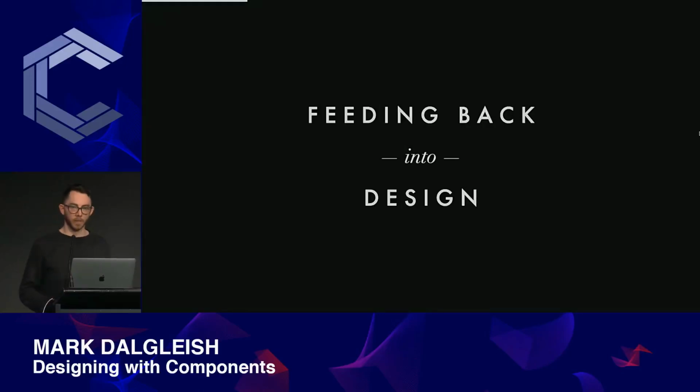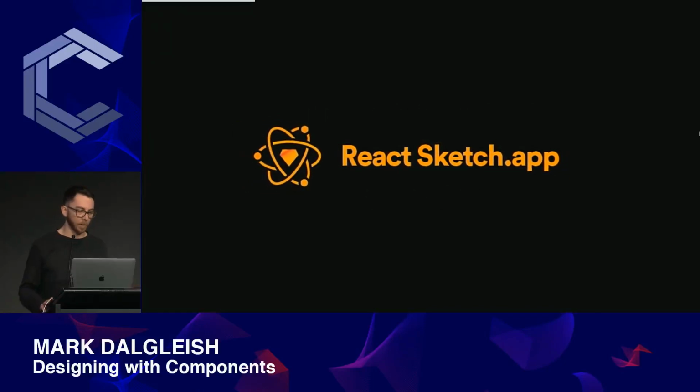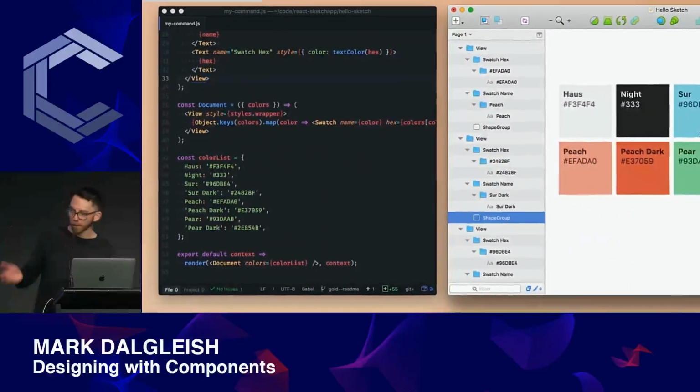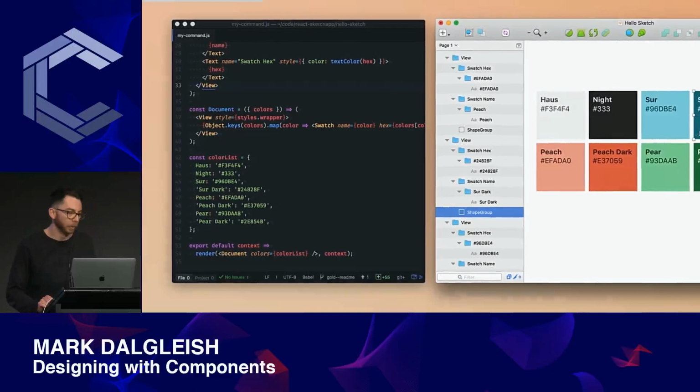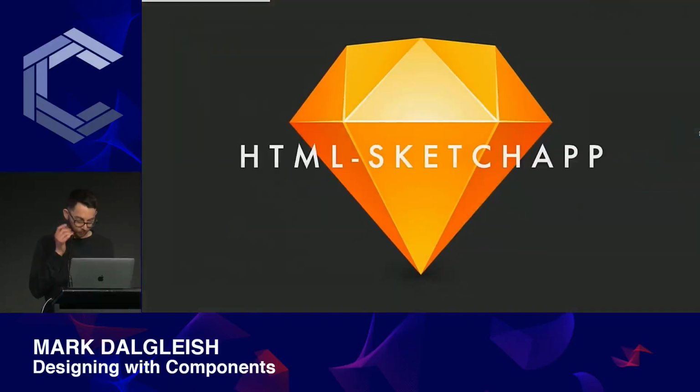Luckily, some really smart minds have been hard at work on this problem, notably at Airbnb with their famous React Sketch App project. Some of you may have seen this already. But the idea of React Sketch App is that you can take React code, like you can see there on the left, written in a platform agnostic way, basically. So one way to think of that is if you had to write code for React Native and the web, think of Sketch as just another target, basically. And if you write your code in this way, you can render it into Sketch, as you can see there on the right, really bridging that divide at a technical level and feeding back into design.